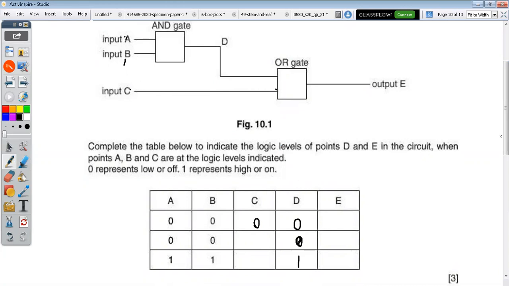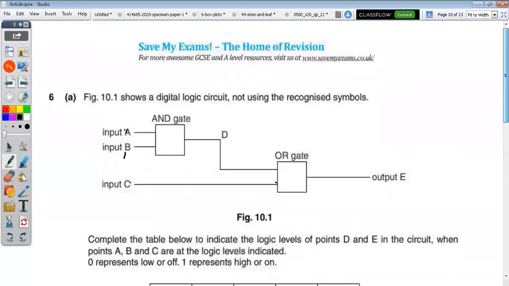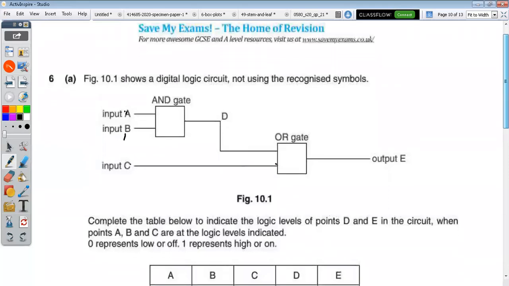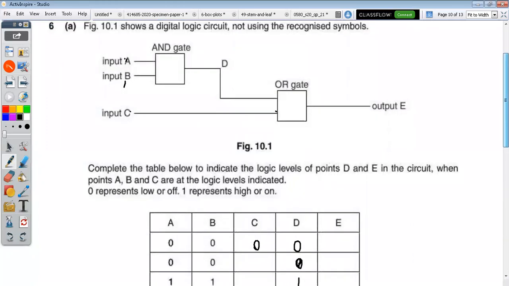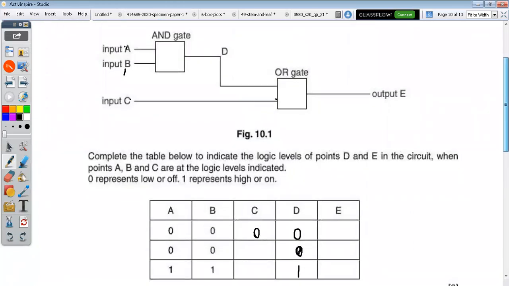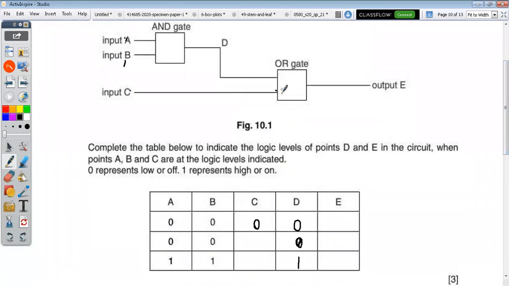Wait a minute, just need to check something. Complete the diagram. Okay, so C is coming to this combination. Well, let's work with these two. We can have 0, 0, 1, 0, or 1, 1. 0, 1, yeah. But this is an OR gate, as long as one of them is on. So this is 0, 1, 1.